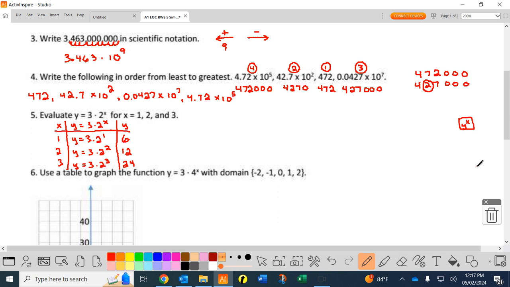Now, remember that we're dealing with evaluating, so we're looking for this set of numbers for our answer. And it is a set of numbers, so we put braces around it, and it's going to go 6, 12, and 24.